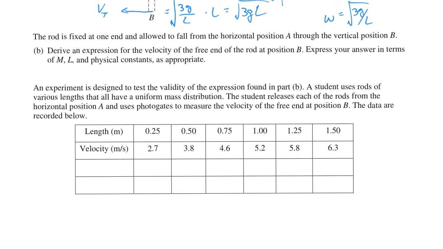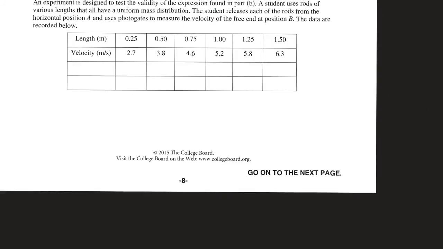An experiment is designed to test the validity of the expression found in part B. A student uses rods of various lengths that all have uniform mass distribution. The student releases each rod from the horizontal position and uses photo gates to measure the velocity of the free end at position B. The data are recorded below. So I've got a set of data that has length and velocity.